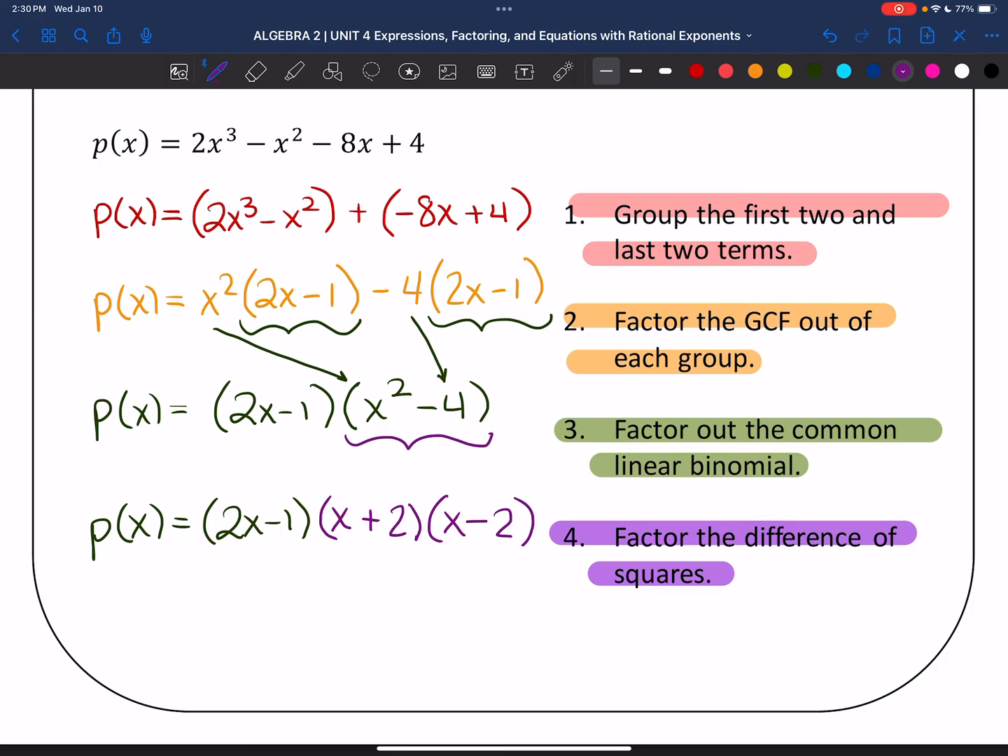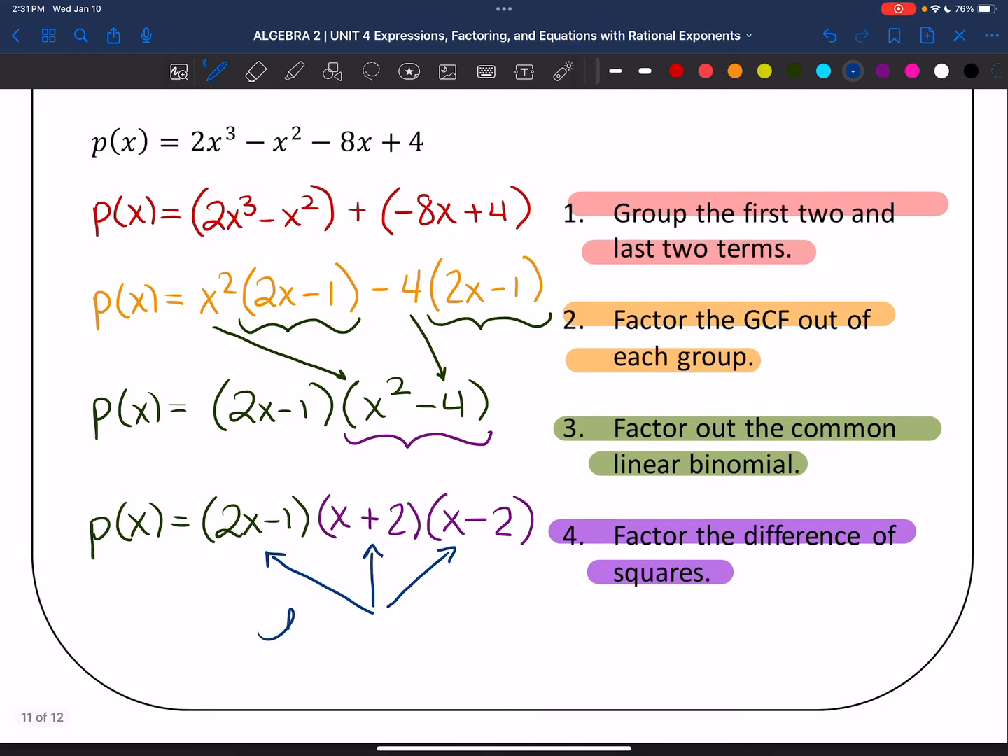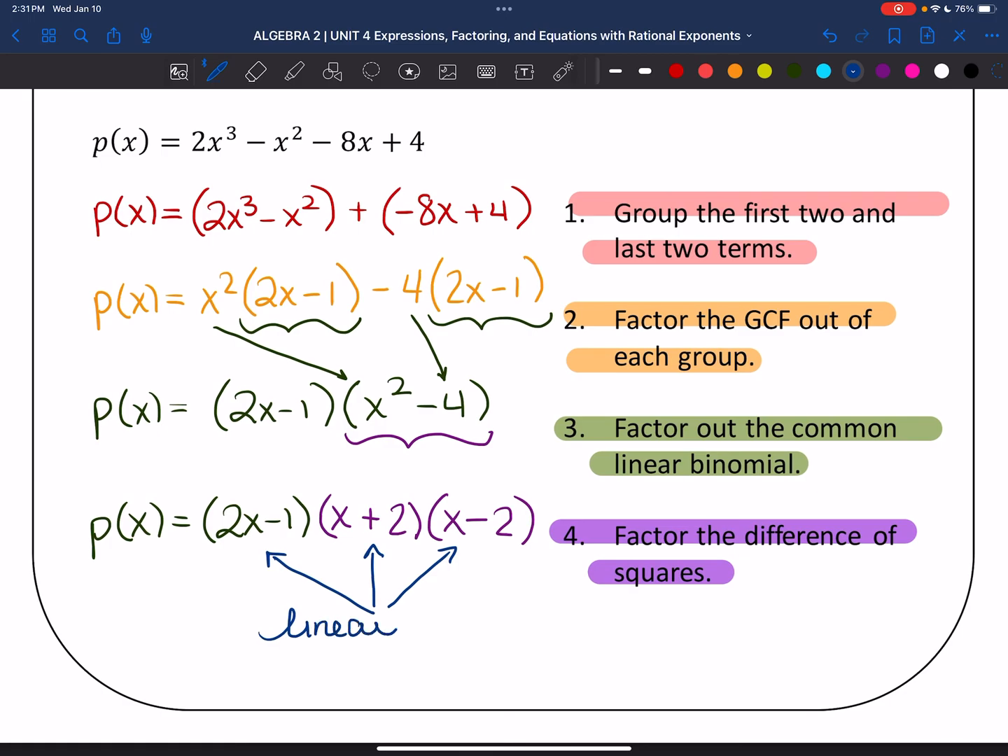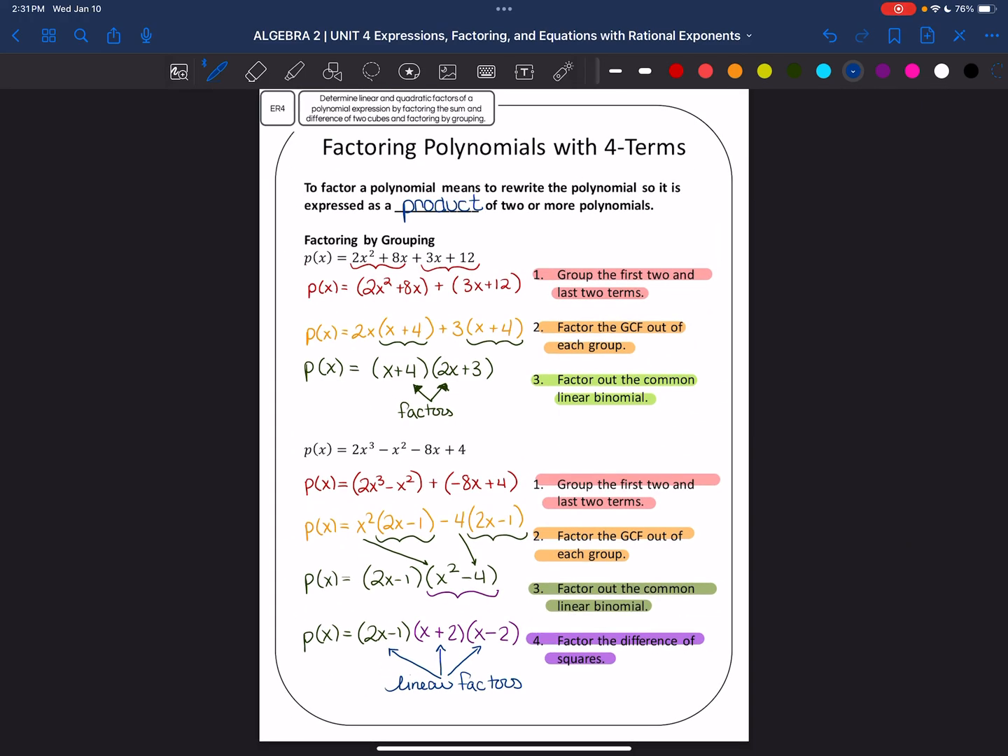We now have factored that difference of squares, and every single one of these are linear factors. These are all the linear factors. And this has now been completely factored, and we are good to go. That is factoring polynomials when what you are starting with are 4 terms. Stay tuned. We're going to look at what to do when you only have 2 terms next.